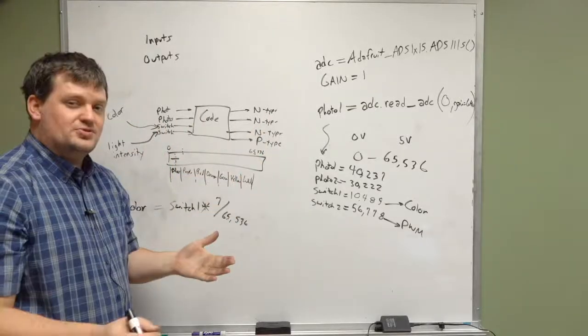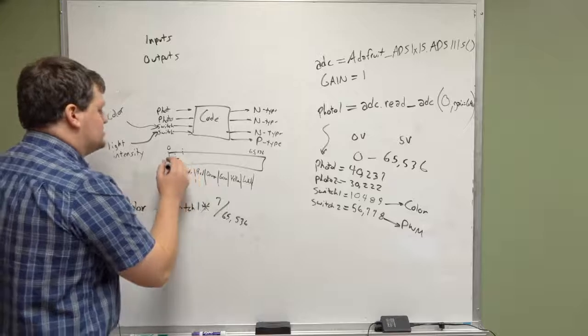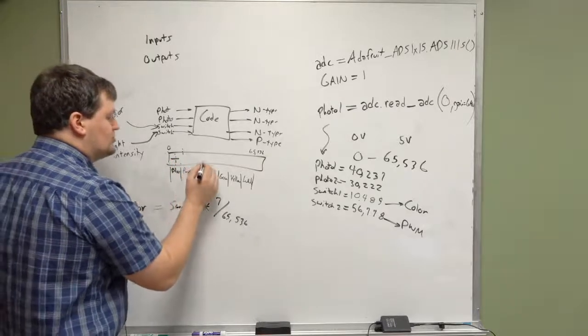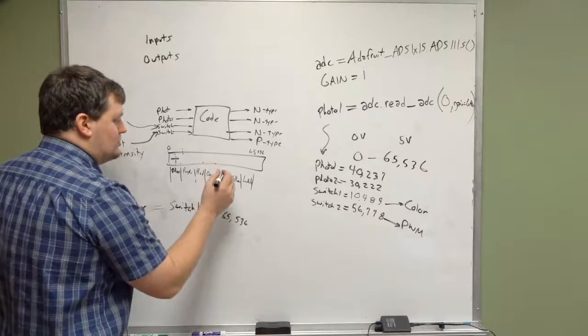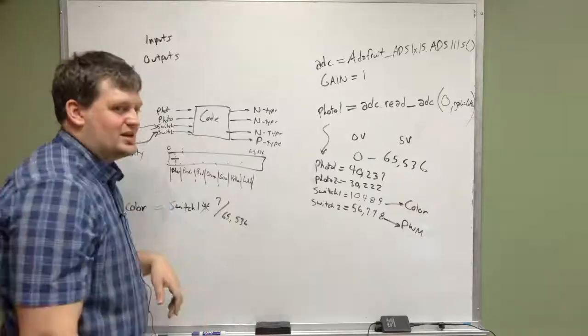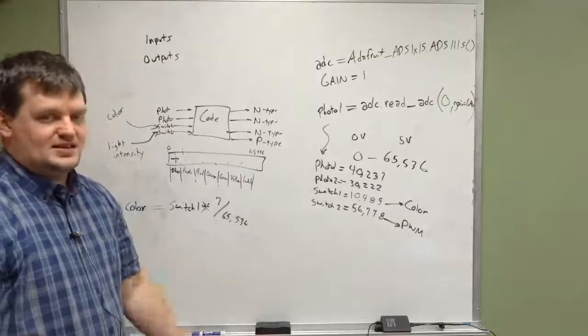Now what am I going to do with that? Well, I have each of my distinguishing markers. From 0 to 1, that's blue. 1 to 2 is purple. 2 to 3 is red. 3 to 4 is orange. 4 to 5 is green. 5 to 6 is yellow. And 6 to 7 is white. That's how I did it.